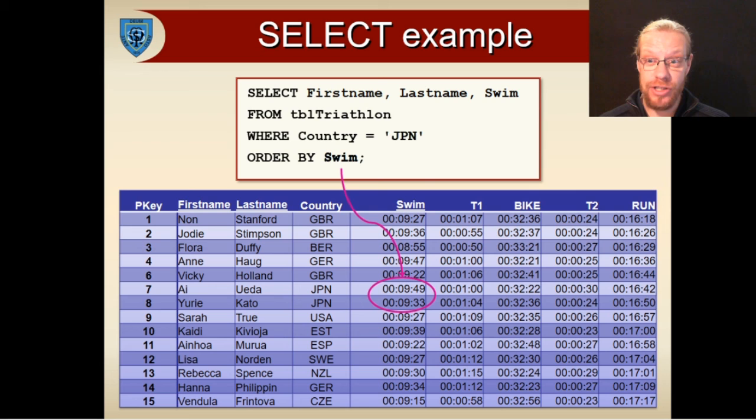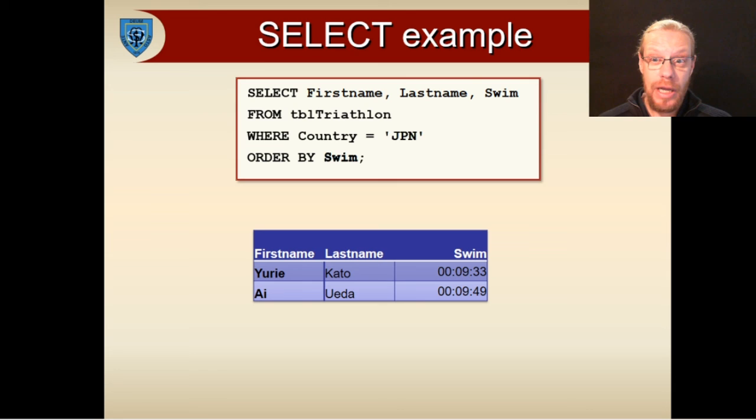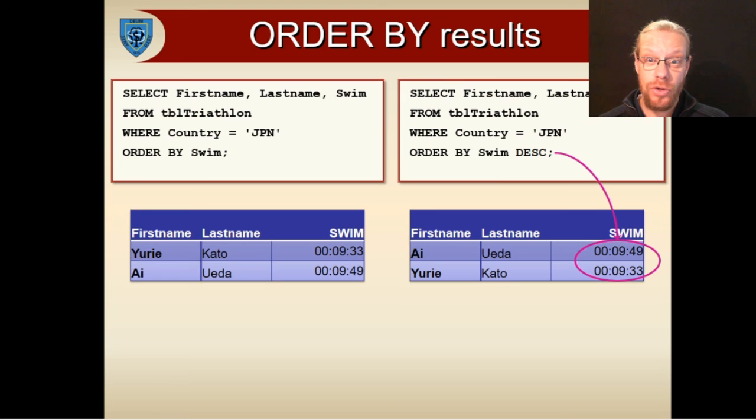And here we are. This results in a shortlist, with the data arranged smallest to largest, according to the time in the swim field. It's not part of this query, but we could just as easily have ordered this from largest to smallest instead. To do this, you add the keyword DESC for descending after the where clause to arrange the data from largest to smallest. The other basic tasks you need to perform involve modifying the table in some way.